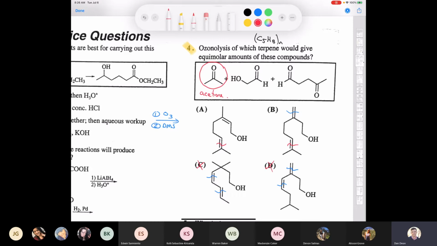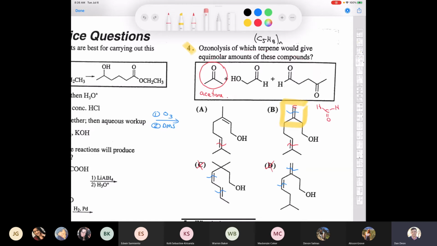Now, the problem with B is that if you end up cleaving this double bond right here, you can see that the carbon on the top would end up producing formaldehyde. That would produce the simplest possible aldehyde, and that's not one of the compounds. So the answer must be A.